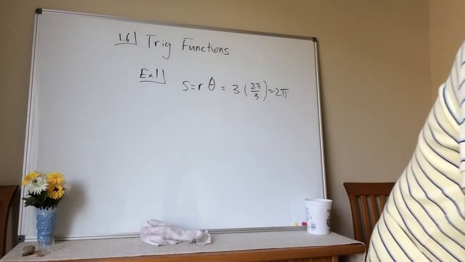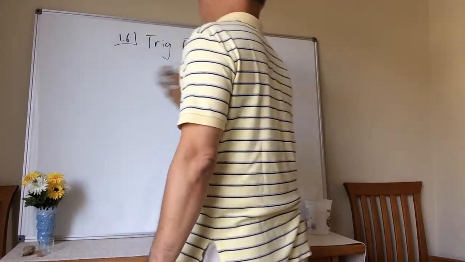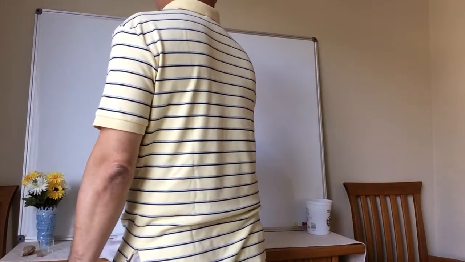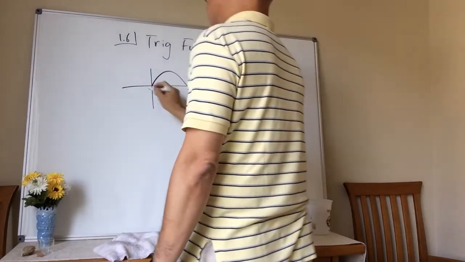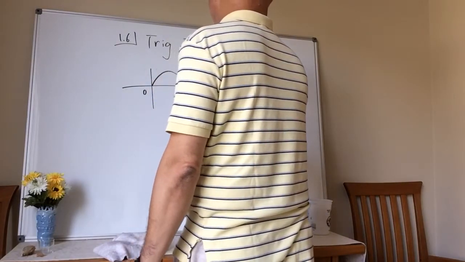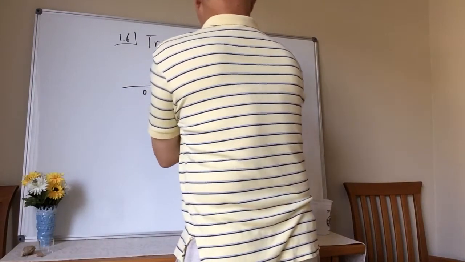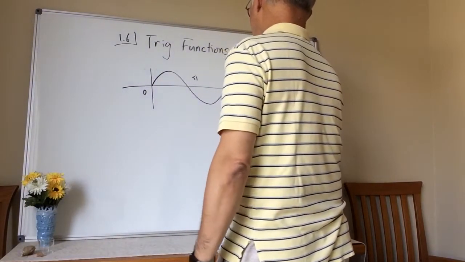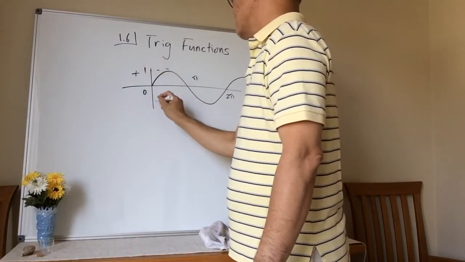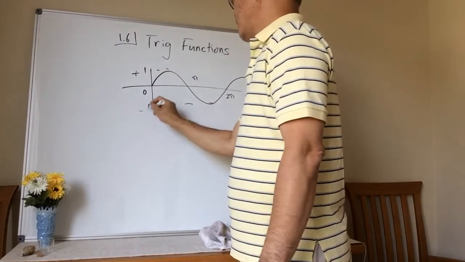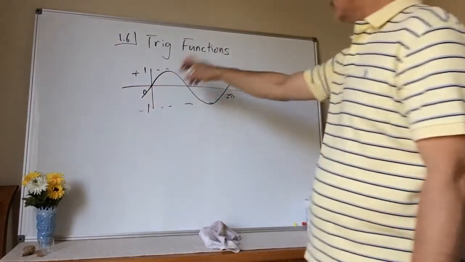Then we're going to talk about graphs of trig functions. So let's briefly go through our graphs. A sine graph is going to look like this, where 0, pi, and 2 pi, right? It's going to cycle between positive 1 and negative 1. Obviously it's going to extend back this way too and go like that.